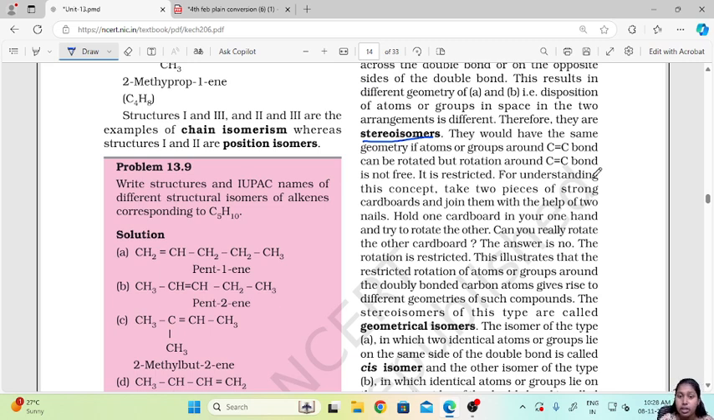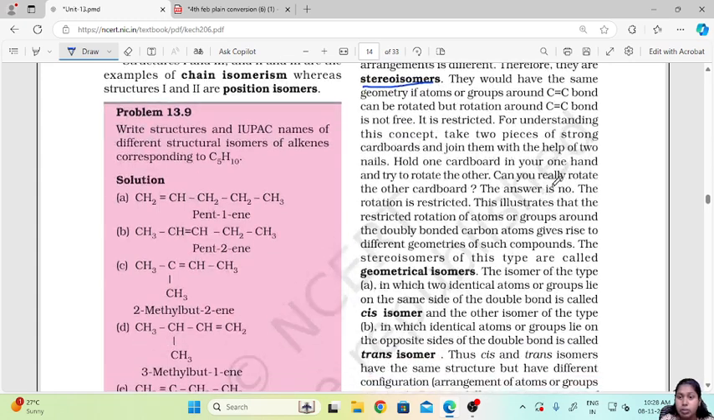Okay, now for understanding this concept, take two pieces of strong cardboard and join them with the help of two nails. Now hold one cardboard in one hand and try to rotate the other. The answer is no. Whenever you take two cardboards, nail them together and try to rotate them, will it rotate? No, it will be difficult to rotate them because you have nailed and fixed it, right? Now the rotation is restricted.